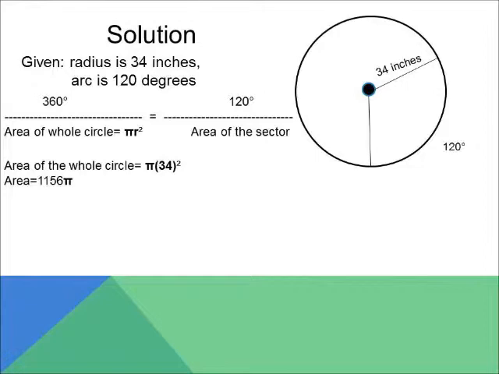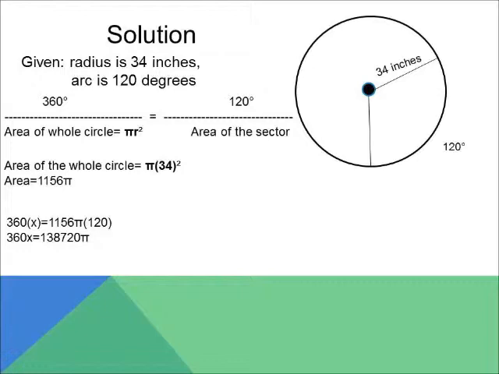After finding the area of the whole circle, we are going to cross-multiply the above proportion. So then, 360 times x equals 1,156 pi times 120. From then, we simplify, multiplying the 360 by the x and the 1,156 pi by 120, which then solves out to be 360x equals 138,720 pi.